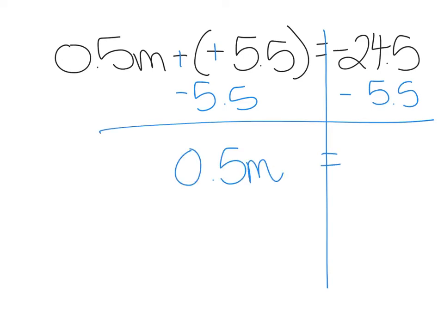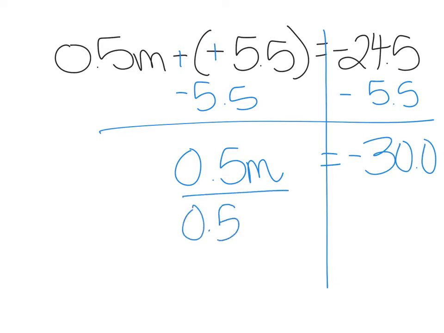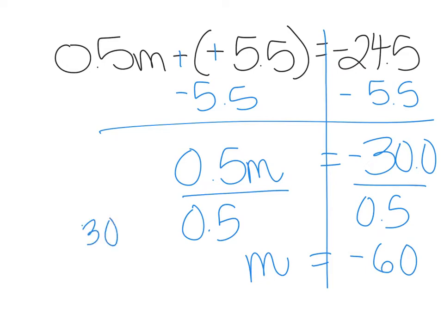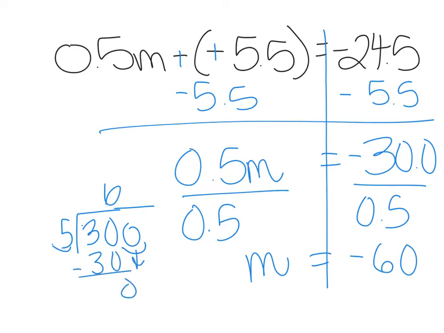And then on the other side, it's two negatives. So we end up with negative 30. We're going to divide by 0.5 on both sides. So then m will equal negative 60. Here, I'll show you that part over here. 5.5, slide baby slide, add another 0. 5 goes into 30 6 times. Down the 0 goes in 60. That's how we got 60, and it was a negative and a positive, so our answer is a negative.